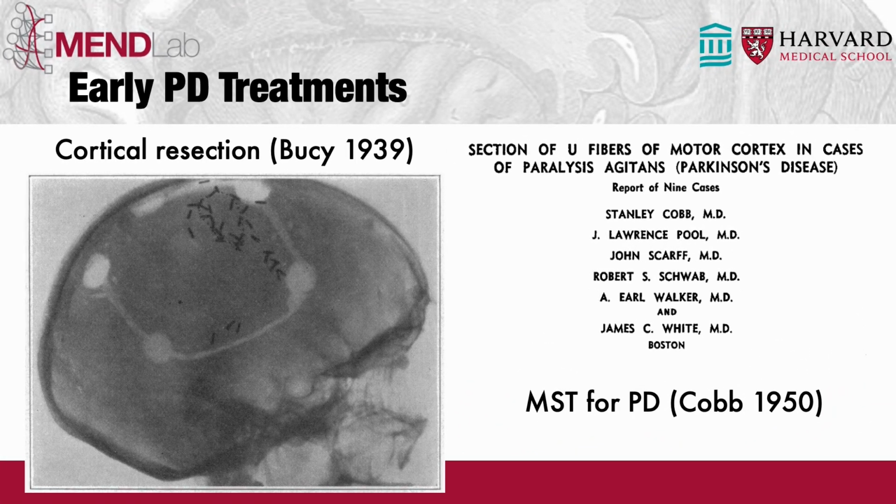So one very common way of doing neurosurgical procedures is to directly visualize the target of the surgery. And this is what people like Bucy did in the 1930s when they were targeting the motor cortex for extirpation in Parkinson's disease, or what Cobb was doing in the 50s when he was sectioning U fibers of the same area, which is basically a multiple subfield transection for Parkinson's.